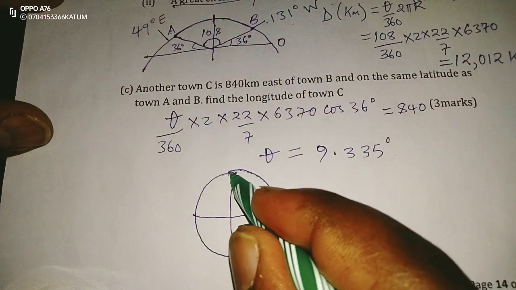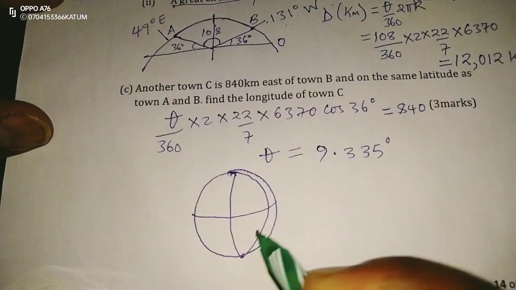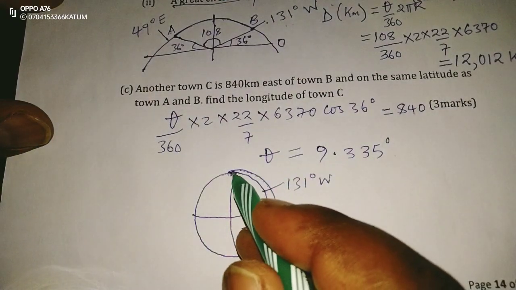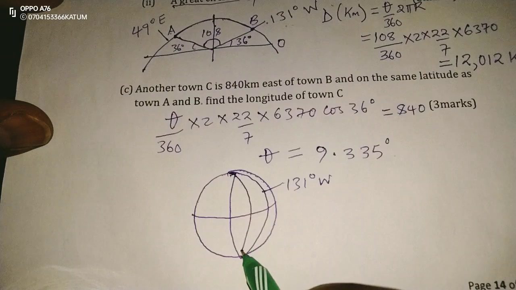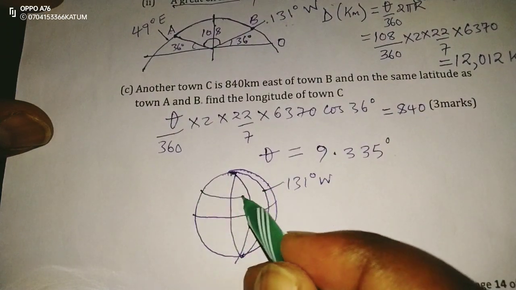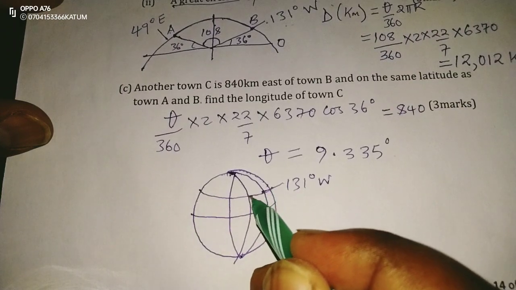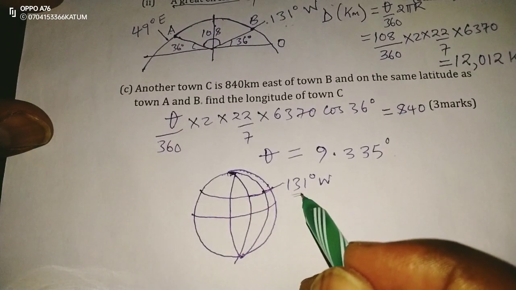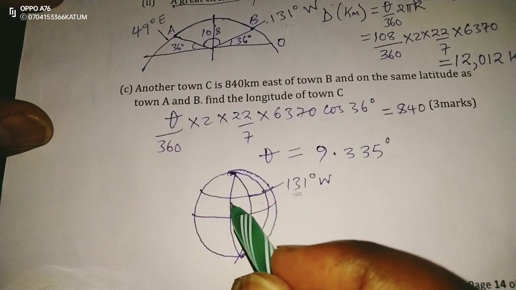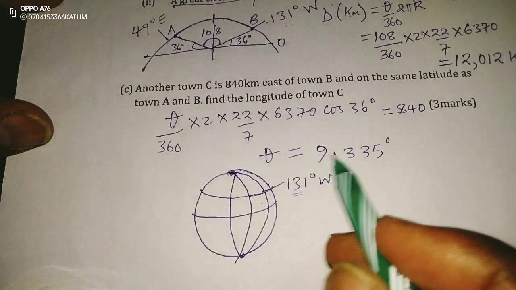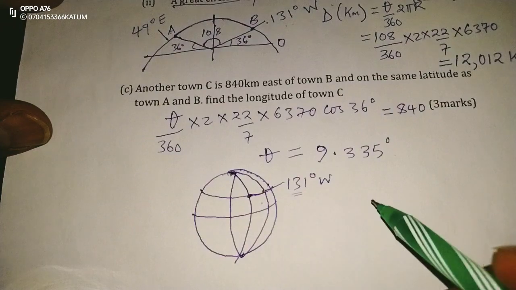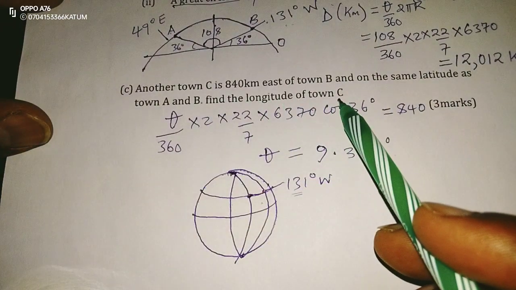And remember, we are moving from B, which is 131 in the west. Now we have moved such that we are still on the west, because coming to the east, and we have not covered more than 131, it means we are still on the west side. But now we have narrowed towards 0. So what longitude is going to be this? Because we are finding the longitude of town C.